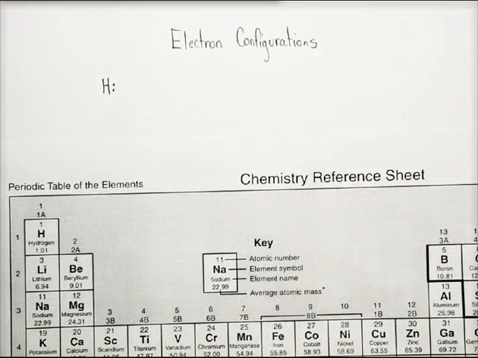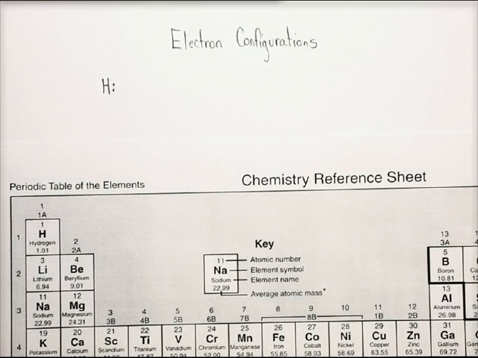What we need to do is first figure out what energy level the electron is going to end up in, and then what sublevel. And to do that we use the Aufbau principle, that's A-U-F-B-A-U principle. And what is that? Electrons will occupy the energy level that is closest to the nucleus first. And within an energy level, they'll occupy the sublevel closest to the nucleus first.